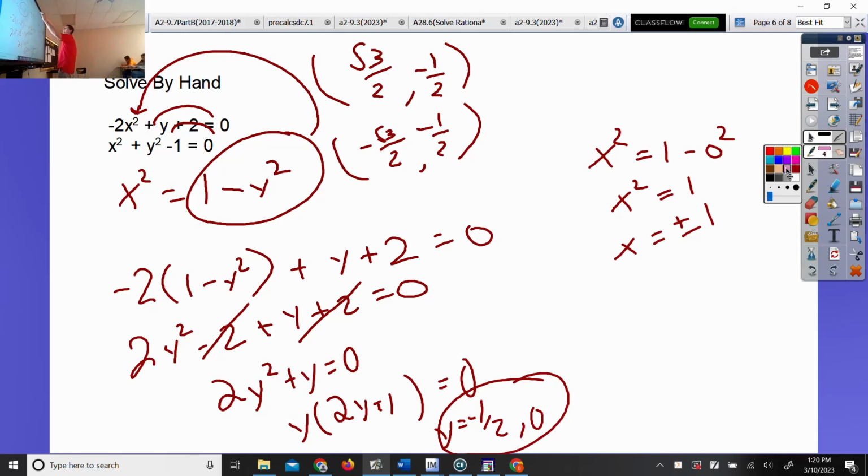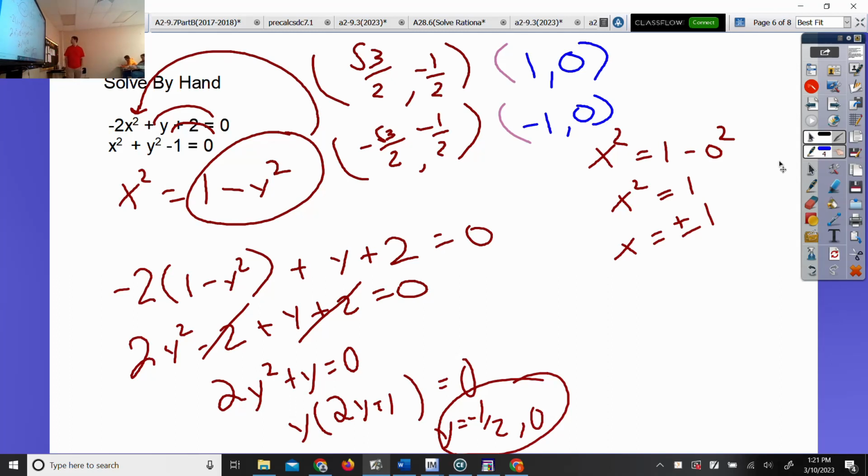So, you got 2 more answers. You got a plus 1 and a minus 1 for x, and they both happen when y was 0. So this thing had 4 intersections. And I guess we won't get to do the last example, will we?